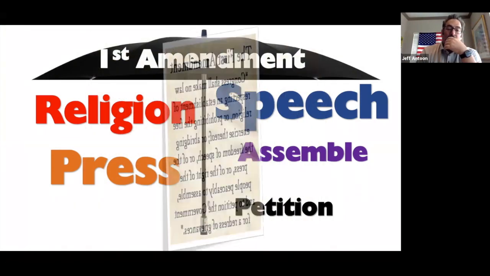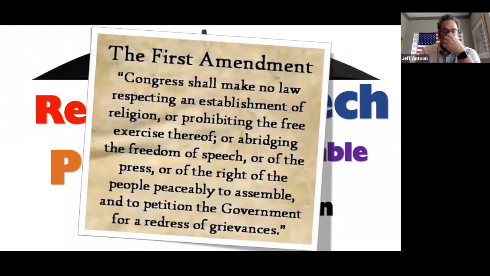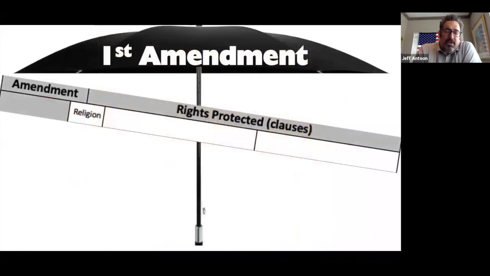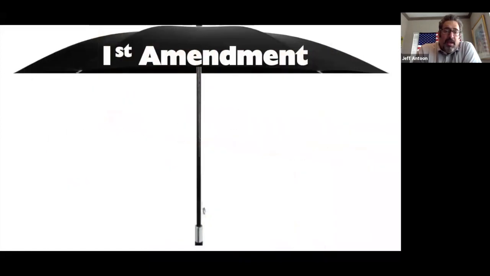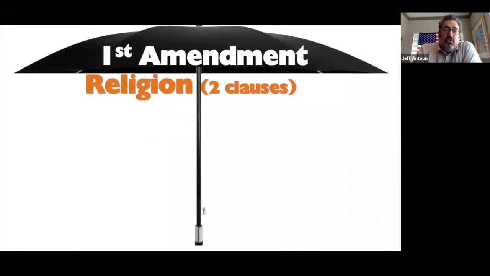But again, know those. And there's the wording to the First Amendment. I'm not going to read this. You guys can look through this if you want to. But again, you just need to know those rights. So in the First Amendment, you can then go to the handout if you're going to do that. You're now going to see there's 2 clauses in religion.